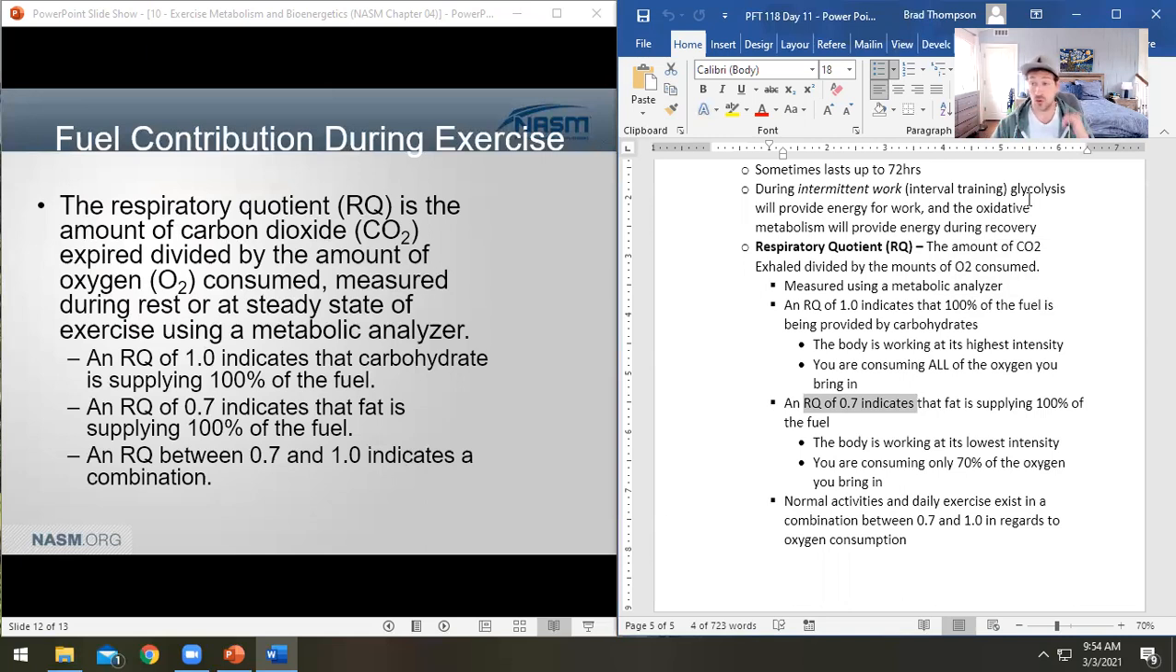But if you are doing a full on sprint and you're breathing like crazy, you're at an RQ of 1.0, or 100% maximum intensity. That means all of your fuel is coming from carbohydrates. Your body is working at its highest intensity because you are consuming all of the oxygen that you're bringing in. If it's at 0.7, fat is your 100% fuel source, so your body is working at its lowest intensity. You are only consuming 70% of the oxygen that you are bringing in. So normal life is anywhere from 0.7 to 1.0.